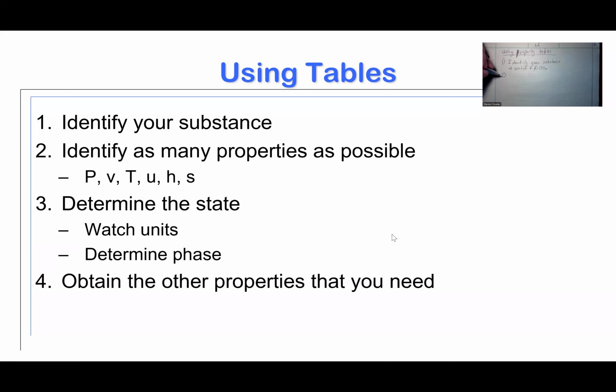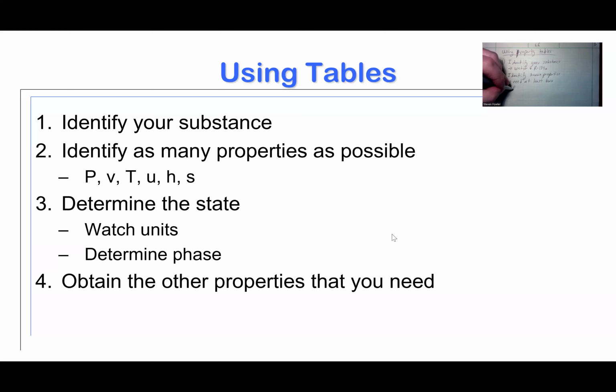Step 2, once we know what our substance is, that tells us we can go to the right tables. Step 2 is identify known properties. All right, so I'm going to add a little bit here. You need at least two. Right? You need at least two properties.